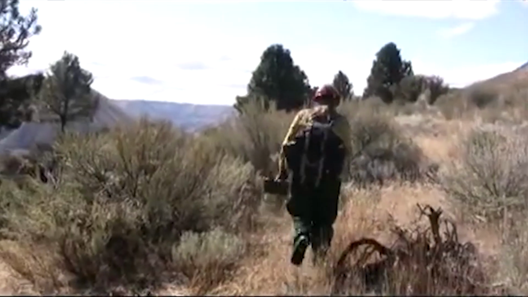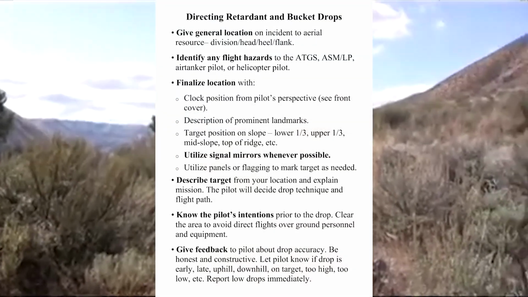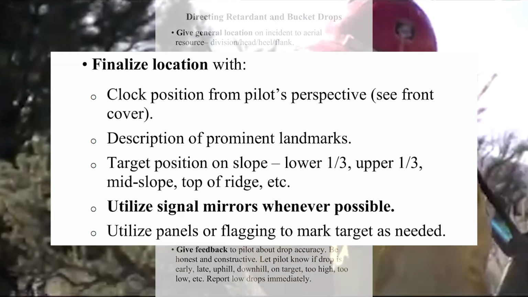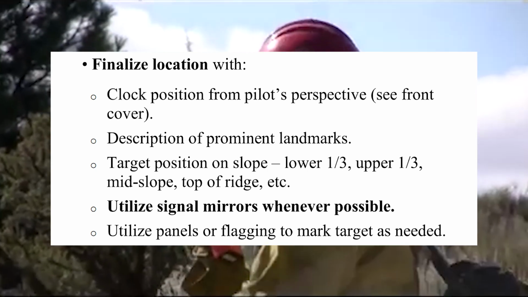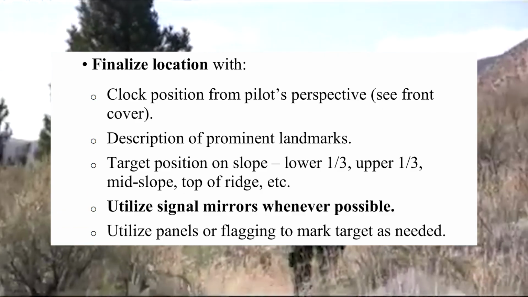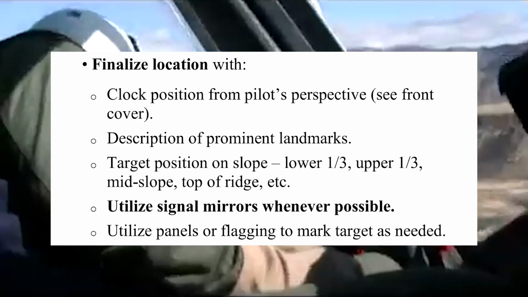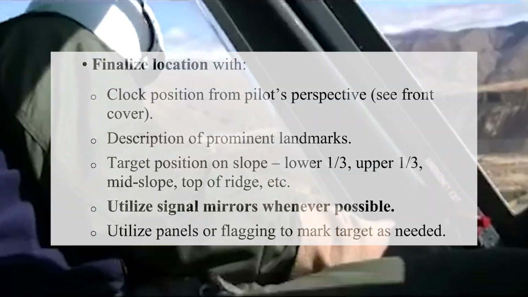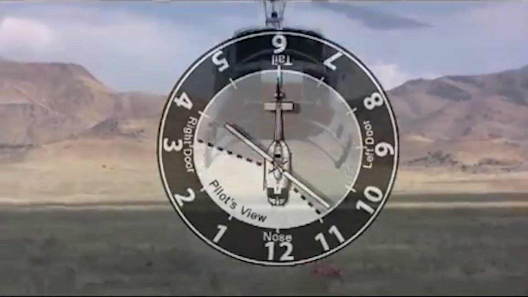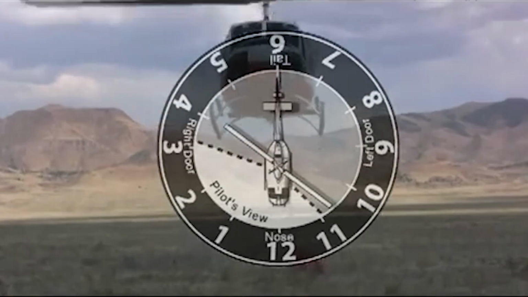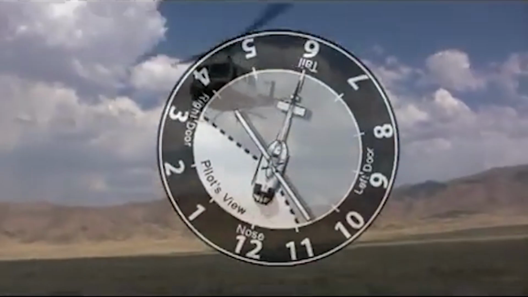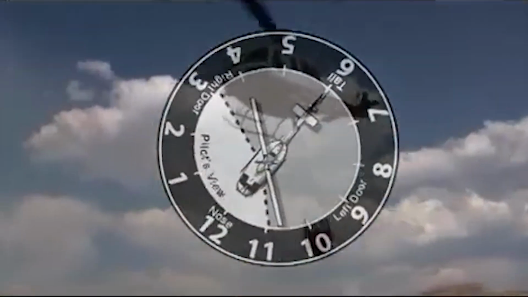Finalize location. As the pilot approaches, you will often hear the helicopter before you see it. Be ready to speak to the pilot on the established air-to-ground radio frequency to finalize your location. Use the clock position from the pilot's perspective for horizontal orientation. The front cover of your Incident Response Pocket Guide provides a visual reference for clock position. The nose of the aircraft is at 12 o'clock, the tail at 6 o'clock, the right door at 3 o'clock, and the left door at 9 o'clock.